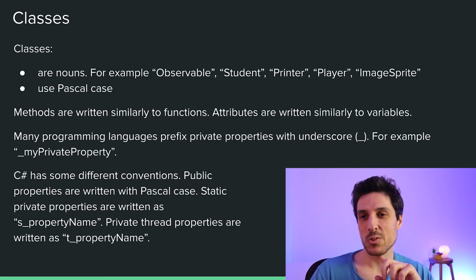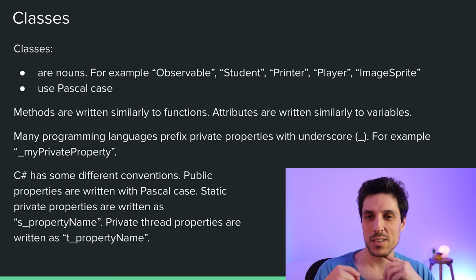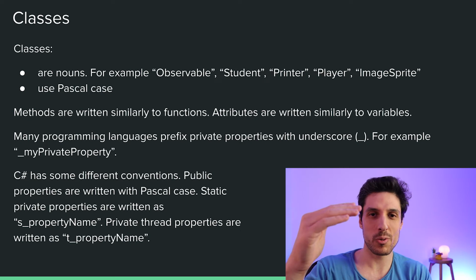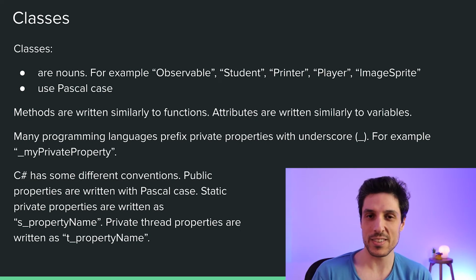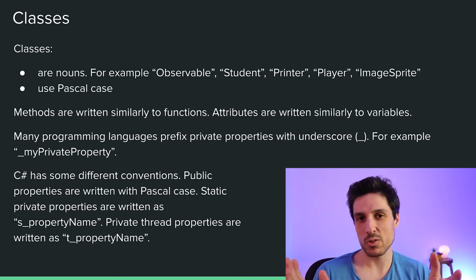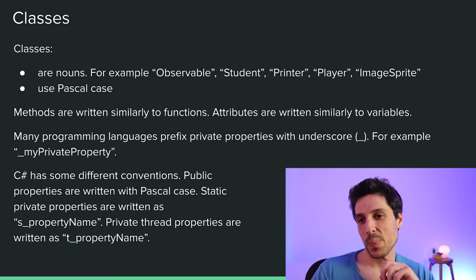Okay, and that brings us to classes. Classes are basically units of code that contain attributes and methods and things like that. Classes should be nouns. They tend to use Pascal case, at least in every programming language that I've seen. Some example names for classes are observable, student, printer, player, image sprite, things like that.